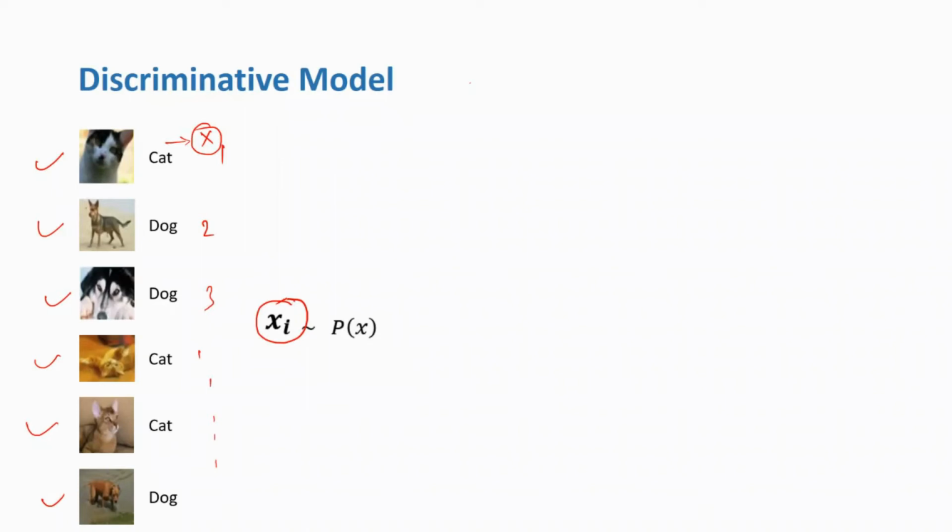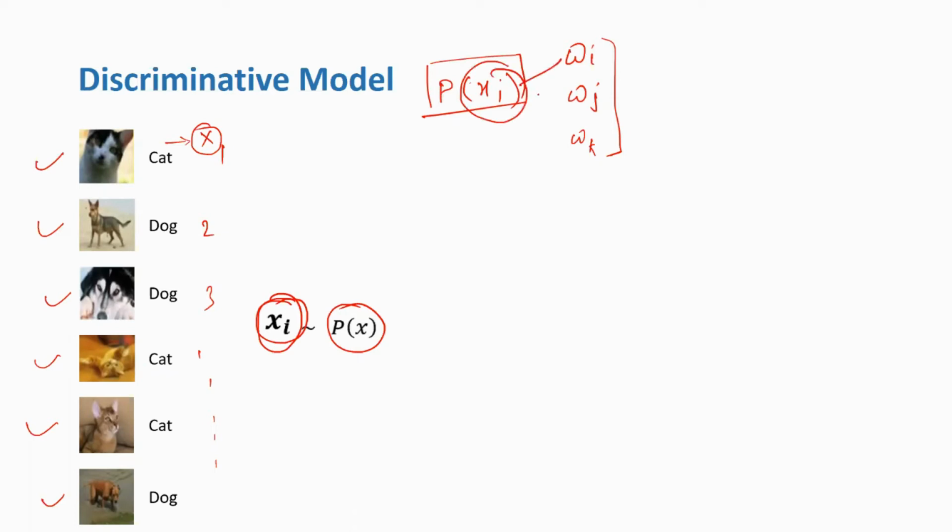Okay, and we have to find the probability of x. What is the probability of xi so that it will belong to some class called omega i? What is the probability of xi so that it will belong to some class called omega j or omega k, whatever, different classes? We have to find the probability that these features will belong to any of these classes. That's what we do in the case of machine learning as well. If you remember the linear regression simply, what is the probability of y given some feature vector x, some features x?